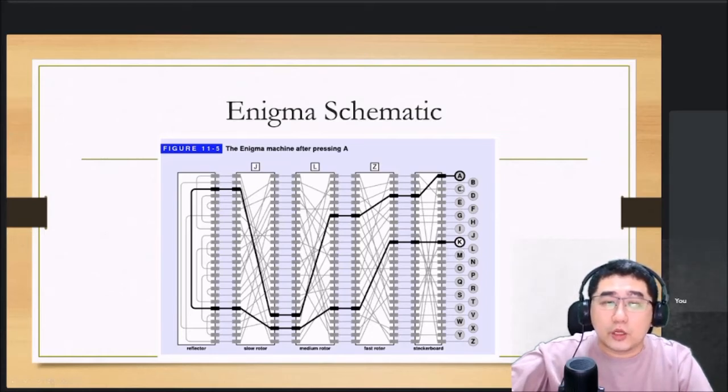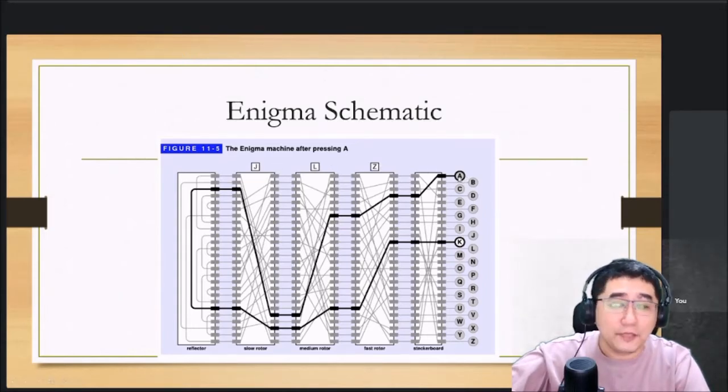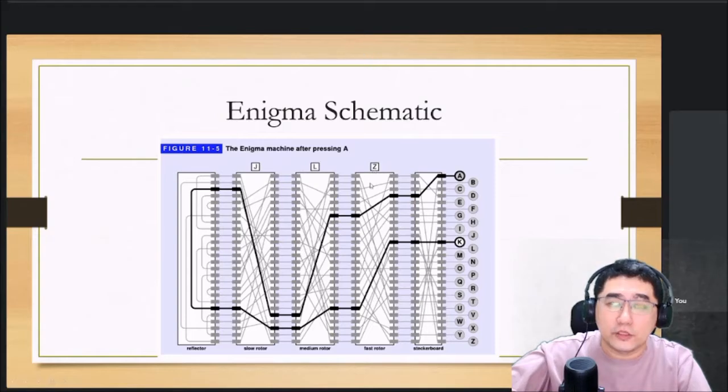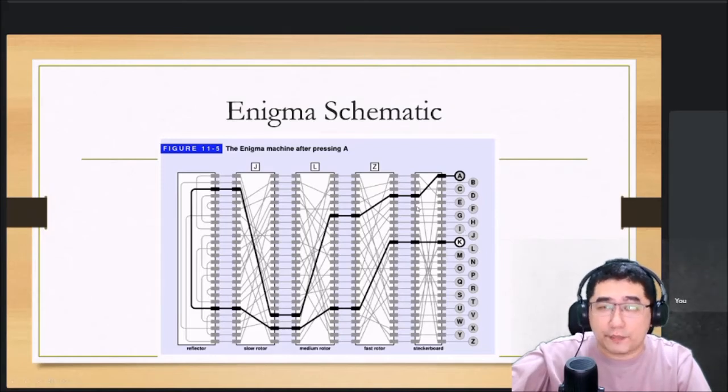With the Enigma mechanism, as I said earlier, after you set this setting, once you press the button A, the rotor will lift up by 1. So as you can see, the wiring inside all changes. Then if you press the keyboard for the second time, you rotate once again, and you change the order of the table again. So this is actually what happens.